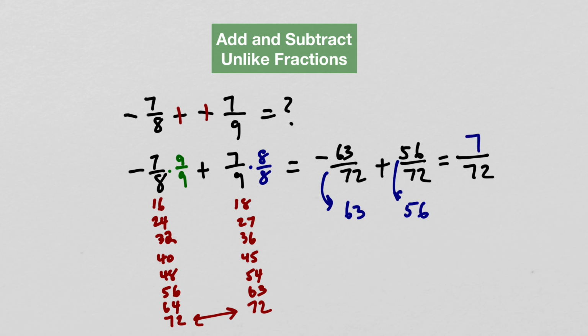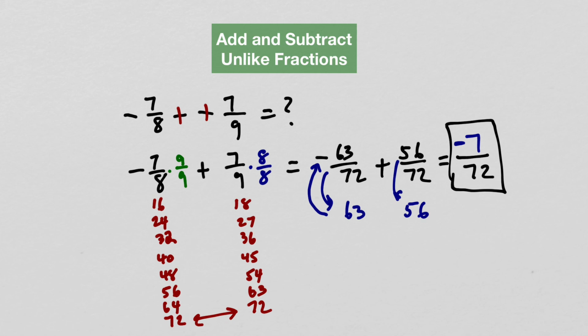Then we have to look at the larger of the two numbers. In this case, it's 63. And what is the sign? It's a negative. So we need to put a negative over here. Okay. And one other thing, we need to think about whether or not 7 goes into 72, meaning can we reduce this fraction? Okay. 7 does not go into 72 evenly, and therefore negative 7/72 is our final answer.